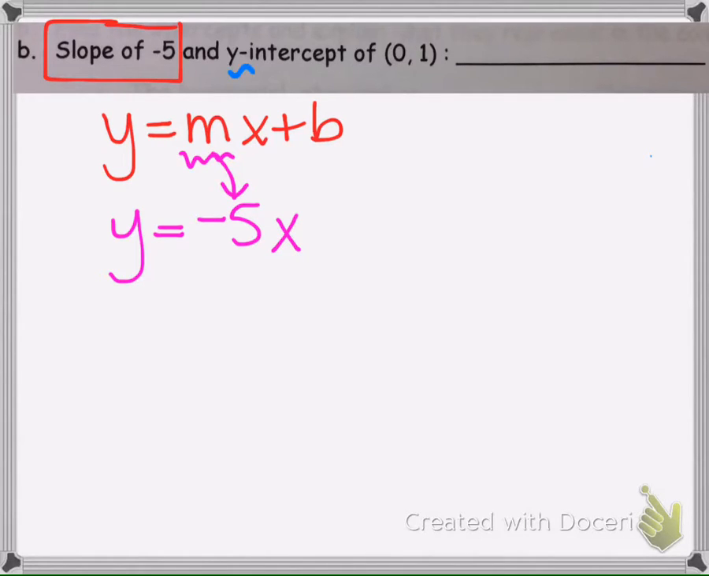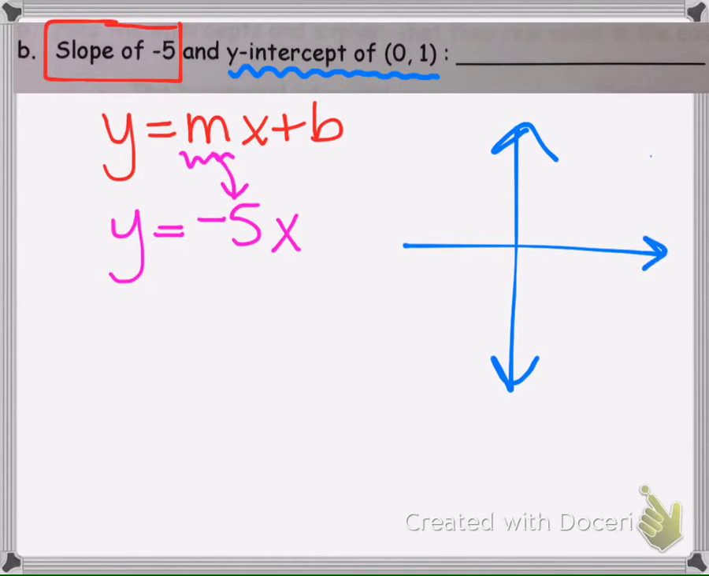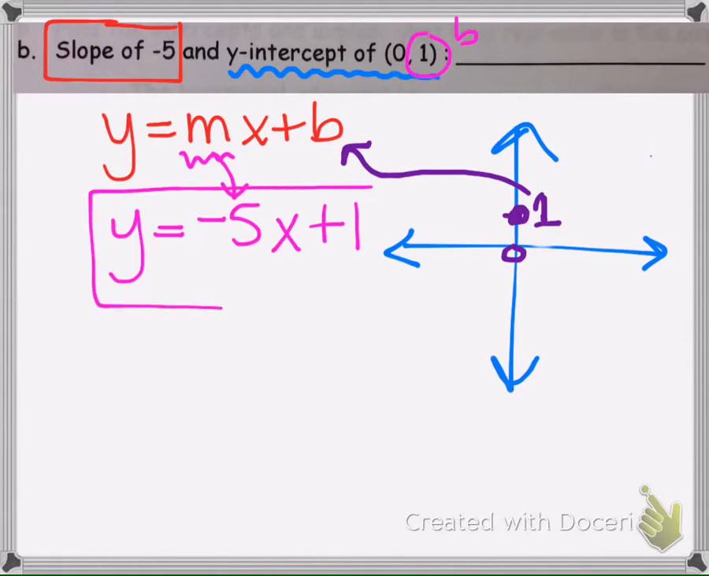And then it tells us that the y-intercept is (0, 1). So what that means is our graph crosses at 0 and then up 1. So right here is where our graph is going to intersect the y-axis. So we know that this number right here, this 1, is the number that represents the b in our equation. So this number here is b, so plus 1. So there was absolutely no work that needed to be shown for this problem. They just gave us the two values and we just put them into our equation.